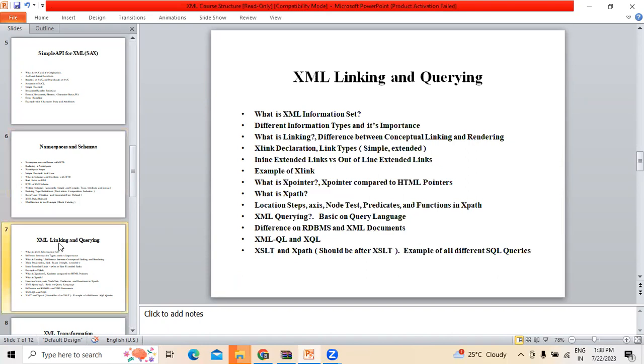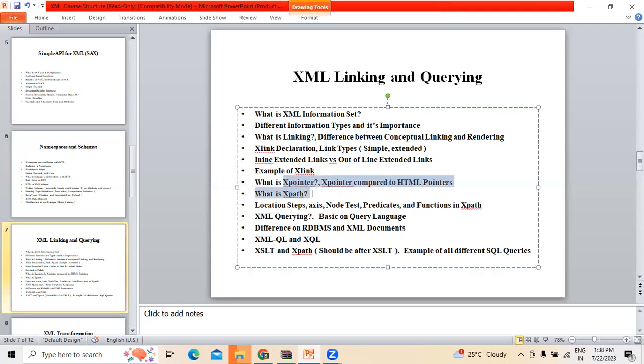Next is about XML linking and query, where here we are going to discuss XML information sets. Followed by this, what are the different information types we have, followed by the importance and all. At the same time, I'm going to discuss linkages, as well as declarations under XLinks, all that. Followed by this, we're going to discuss XPointers and XPath. These are two important elements under XML, XPointer, XPath, all that.